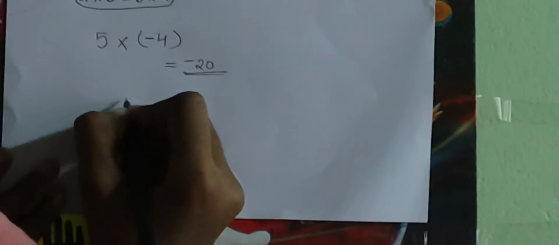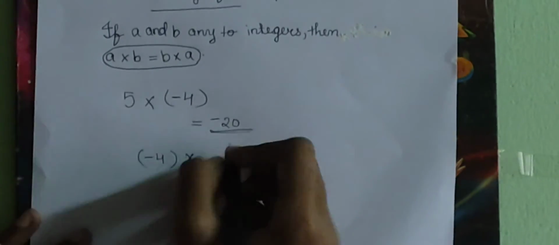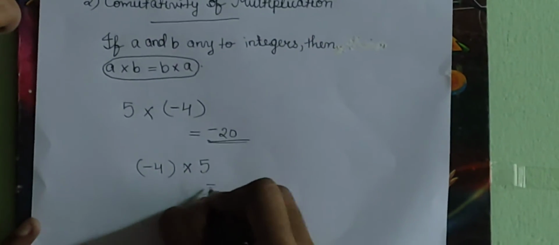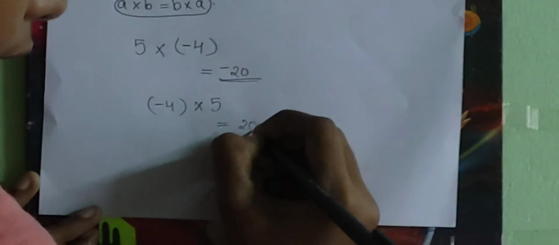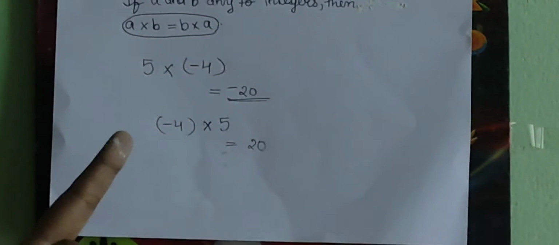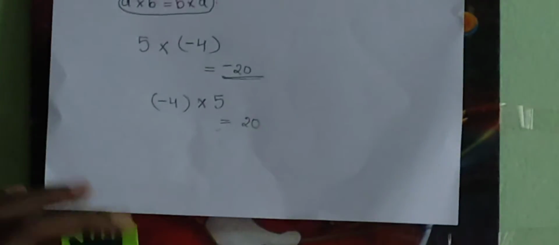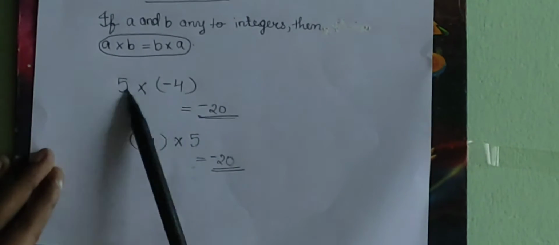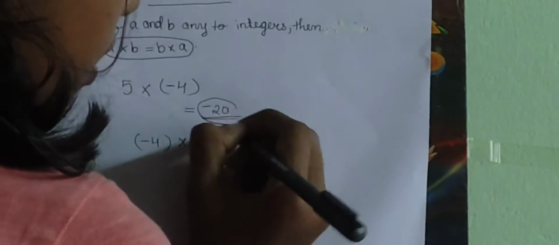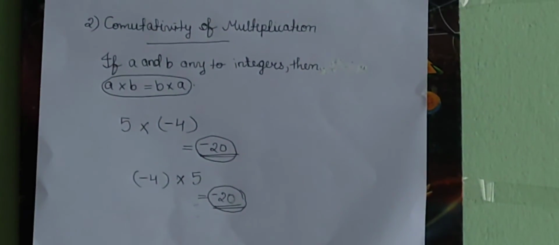And negative 4 into positive 5 is equal to 4 into 5, 20. Here we have one negative and one positive. So the answer is negative 20. Here the questions are the same, 5 into negative 4 and negative 4 into positive 5. The answer is also the same. So it is commutativity of multiplication.